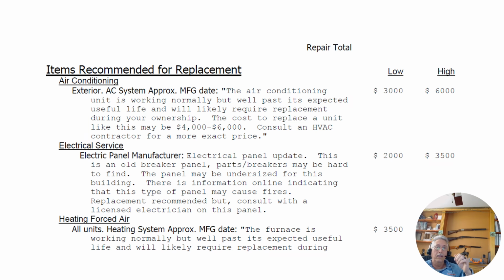So let's look at it here. I thought I made this smaller, my little window there, so I could see all the numbers. So forced air, air conditioning, electrical. And I put a little verbiage in there as to why I think it needs to be replaced and what it would cost. So I will say that.